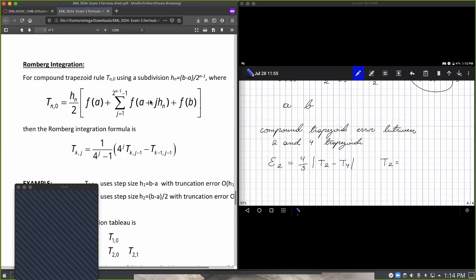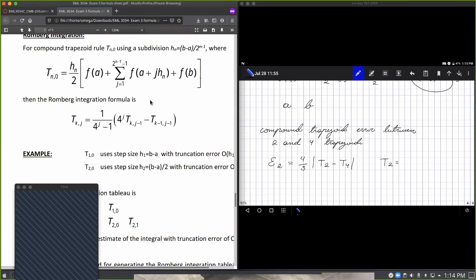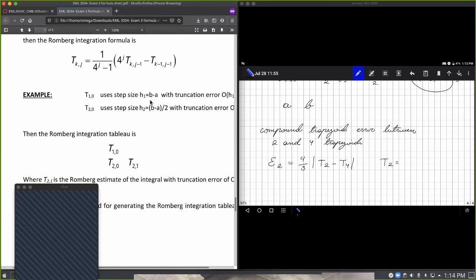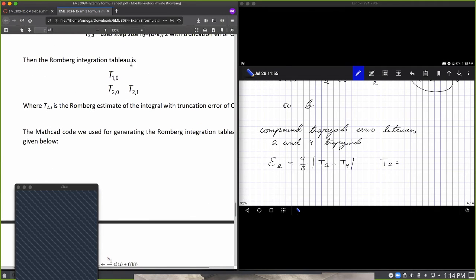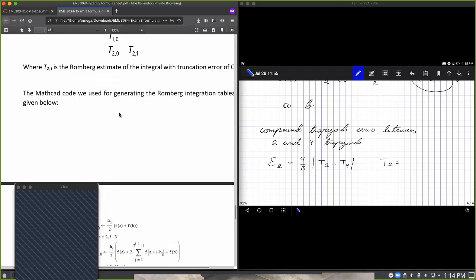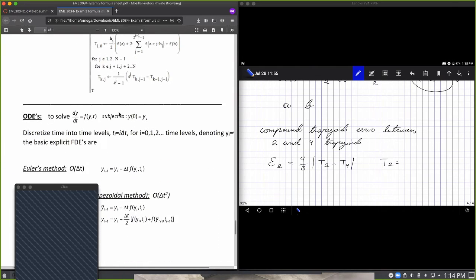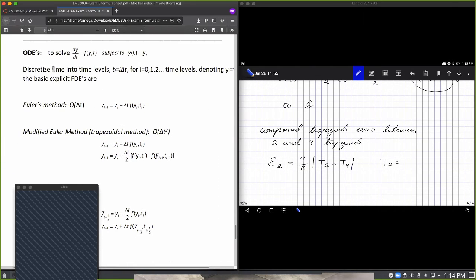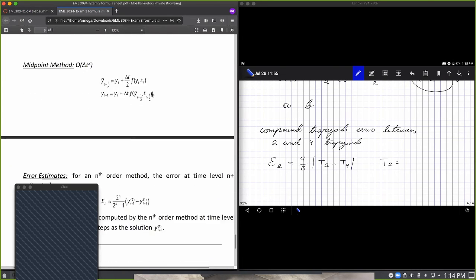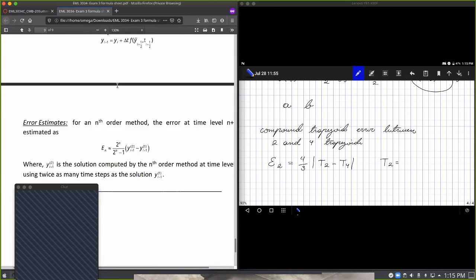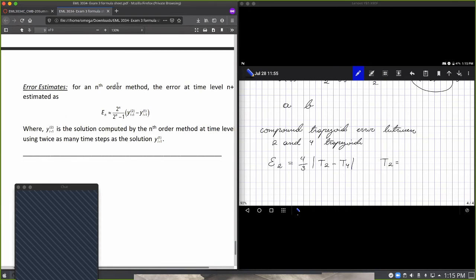But yeah, you will see Romberg integration on the exam. Tableau, Romberg estimate. ODEs. So discrete time, Euler's method, you will definitely see Euler's method. You will definitely see modified Euler's method. I think the trapezoidal method is the one that you will see. And then you will see the error estimate. You will have to use the error.